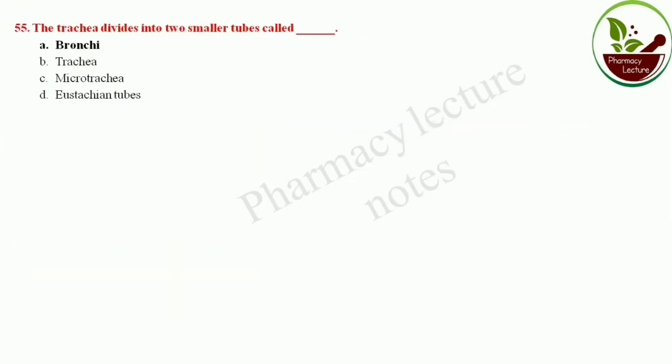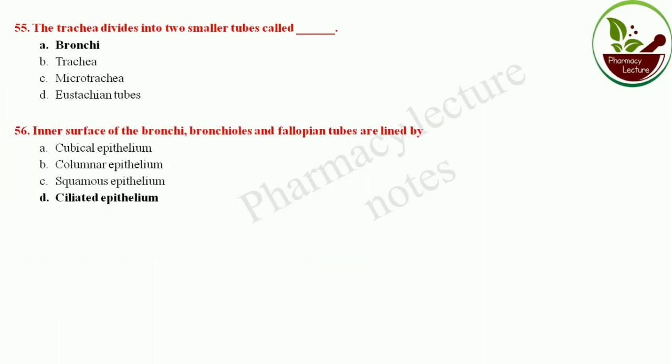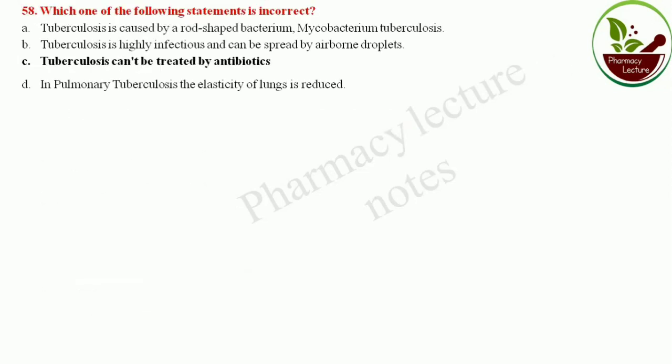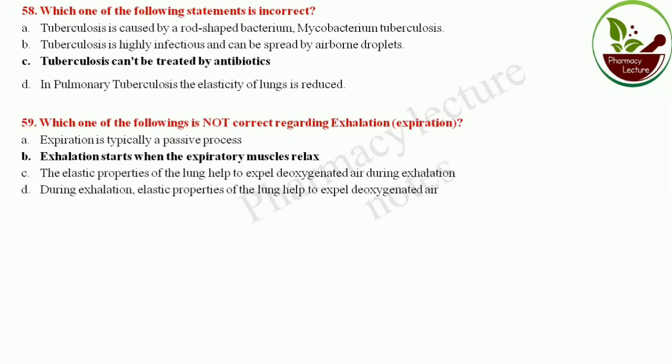Then the trachea divides into two smaller tubes called bronchi: the left primary bronchus and the right primary bronchus. The inner surface of the bronchi is made up of ciliated epithelium. Which of the following is not correct? It is usually posterior to the muscular esophagus. That is not correct regarding the trachea. Then which of the following statements is not correct? Tuberculosis cannot be treated by antibiotics.